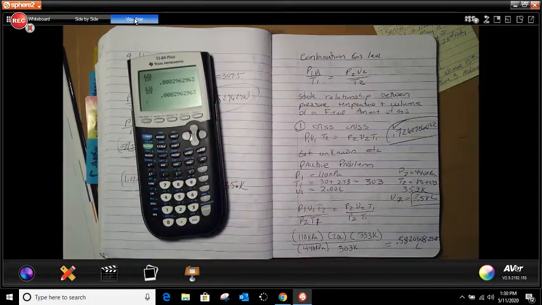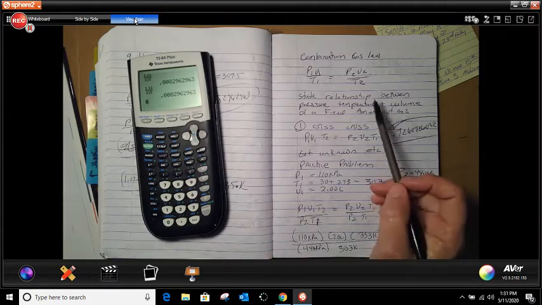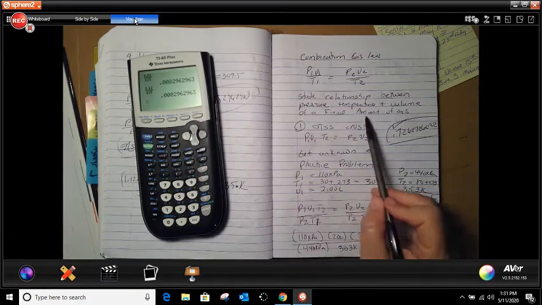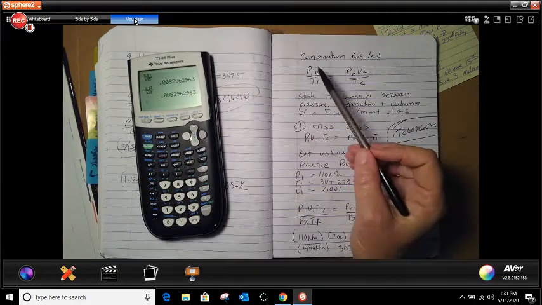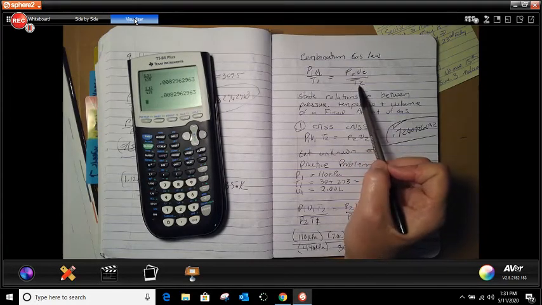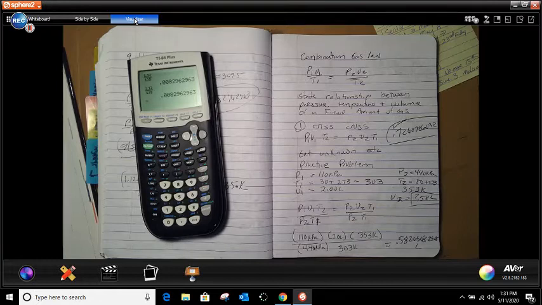So then the next thing we want to talk about is the combination gas law. Now, the combination gas law states the relationship between pressure, temperature, and volume of a fixed amount of gas. So we have P1 times V1 over T1 equals P2 times V2 over T2. First thing we're going to do is the crisscross method. To do the crisscross method, we're taking the fraction and making it into a linear one.